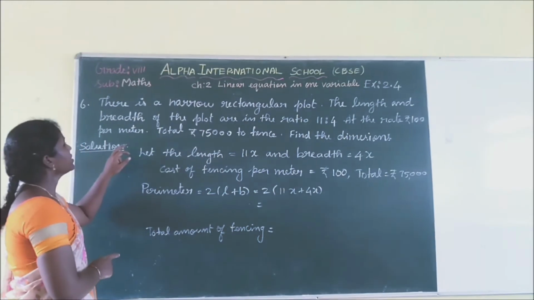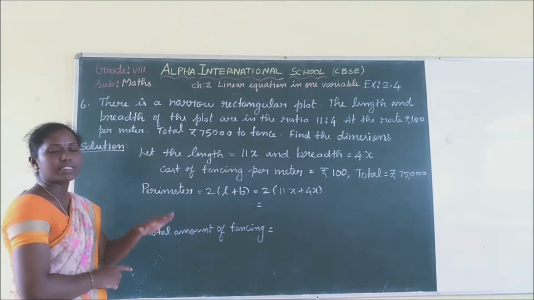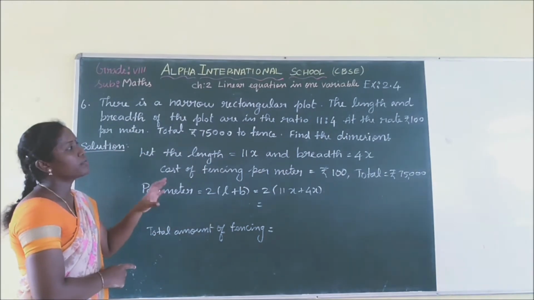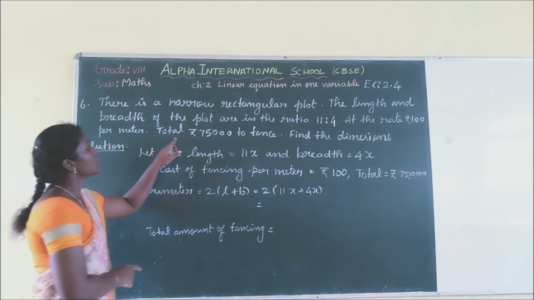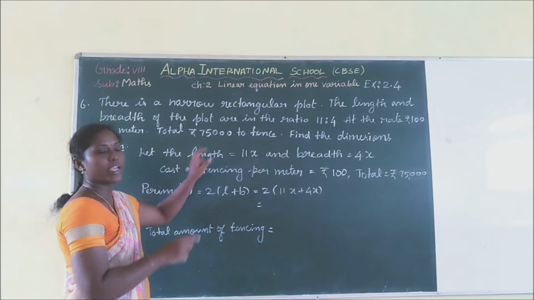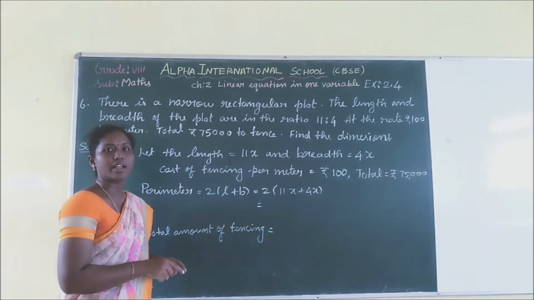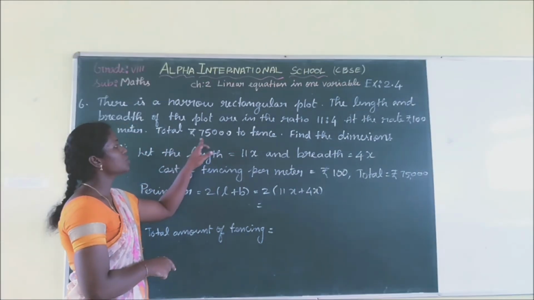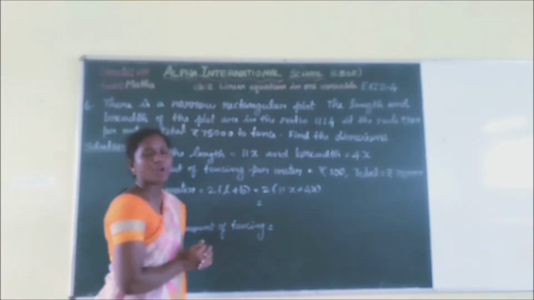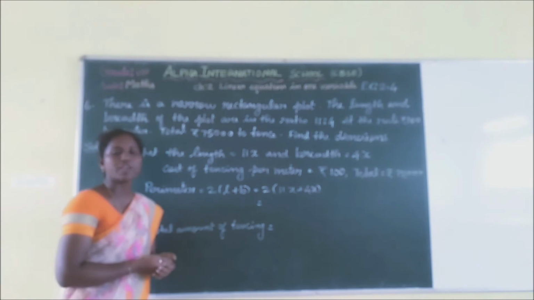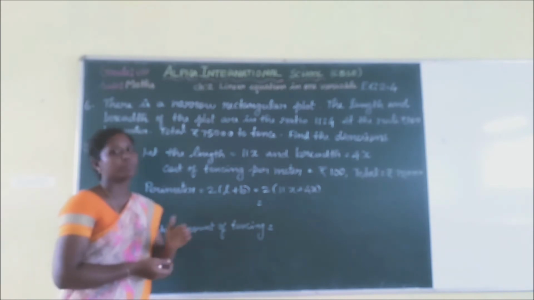At the rate of rupees 100 per meter, they are fencing the plot. So the total fencing cost, overall to fence the rectangular plot, is rupees 75,000. Find the dimensions. We have to find the value of length and breadth.